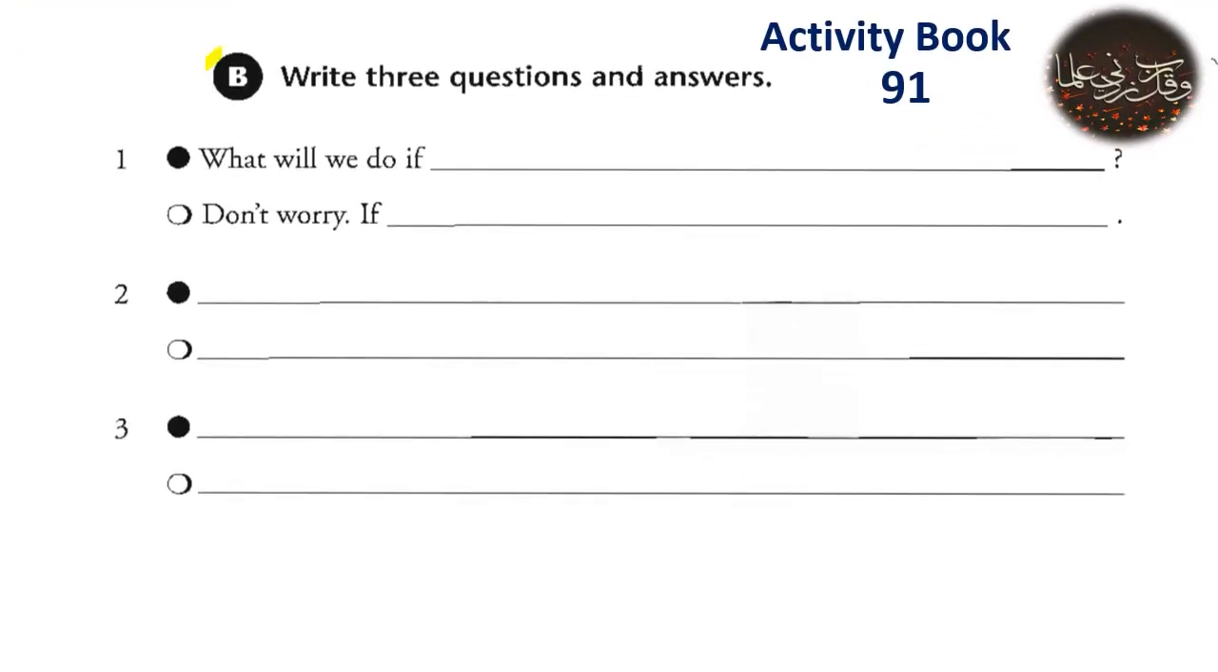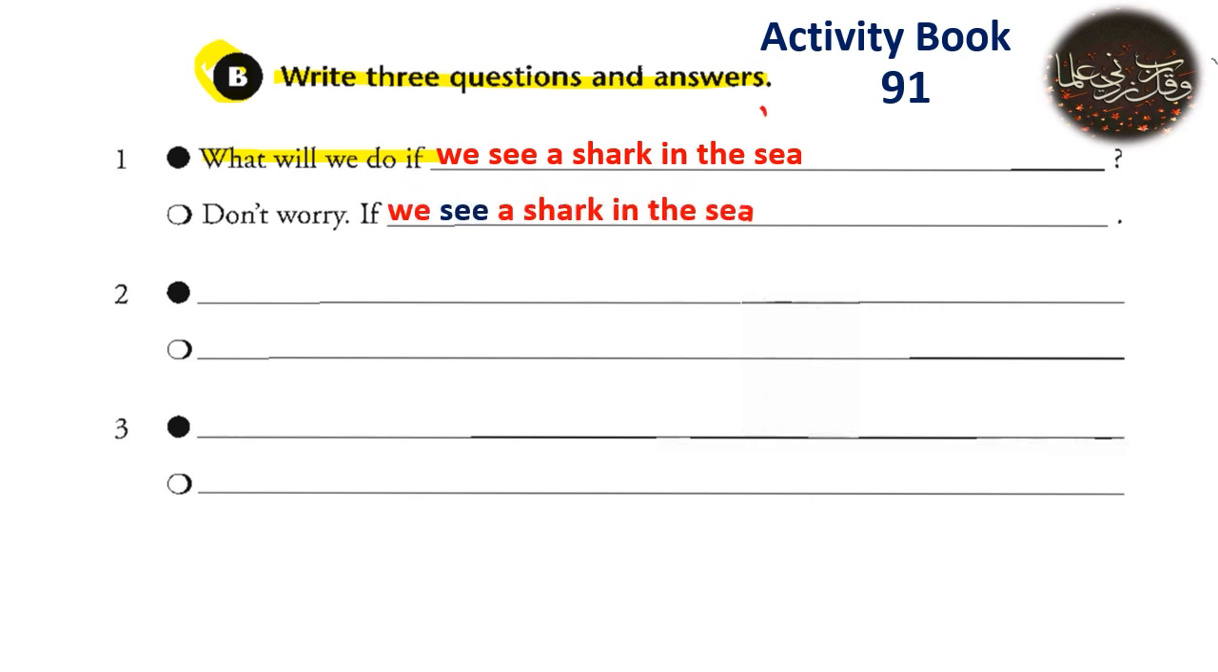On the same page, my students, exercise B, write 3 questions and answers. So here we should write questions and answers, and now I think it's easier for you, my students, to write questions and answers or give solutions using the first conditional sentence. So what can we write? We can write many sentences, many questions. For example, what will we do if we see a shark in the sea? Don't worry, if we see a shark in the sea we will definitely run away.